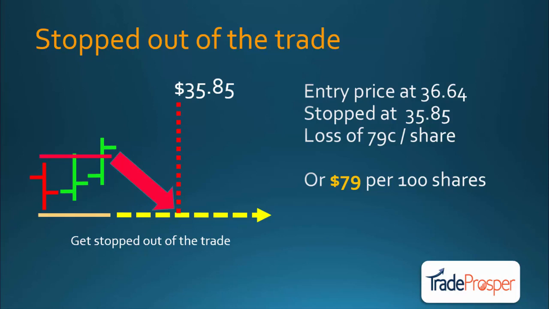So looking at the actual underlying trade, when the price dropped to the stop loss level, if we held the physical shares, which we bought at $36.64, we now sell that at the stop level of $35.85, that will equate to a loss of 79 cents per share. Or in other words, for 100 shares, $79.